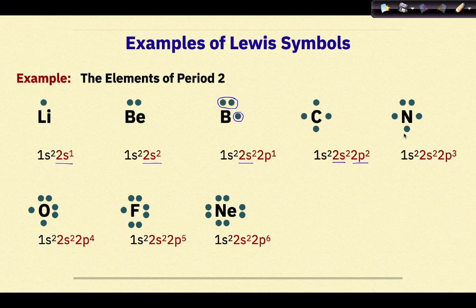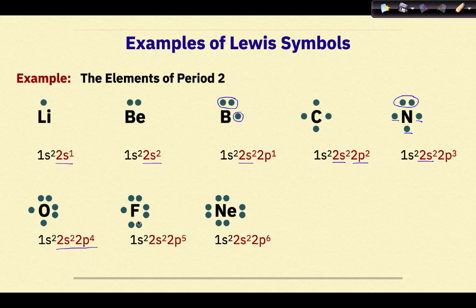Nitrogen has 5 valence electrons, the first 2 being together, 3, 4, 5, representing 2s2, again, these 2 electrons at the top, then 2p3, the 3 electrons found here, here, and here. Oxygen has 6 valence electrons represented as 6 dots, which we can find in the electron configuration as 2s2, 2p4, where the 2 and the 4 are added together to get 6.